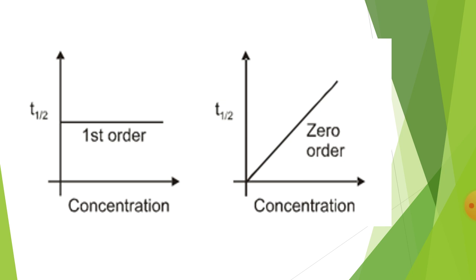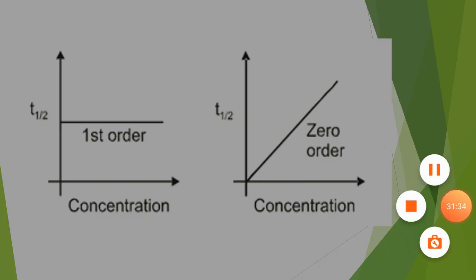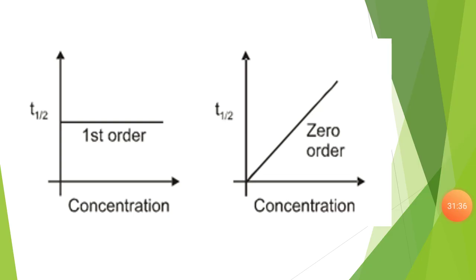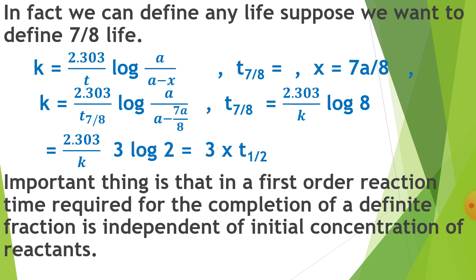By giving this graph, questions may be asked about which graph indicates the first order and which indicates the zero order reaction. Now some more types of questions may be asked like this. In fact, we can define any life. Suppose we want to define 7/8 life, 1/2 life, 3/2 life, like that. So this type of question, how can you solve it?